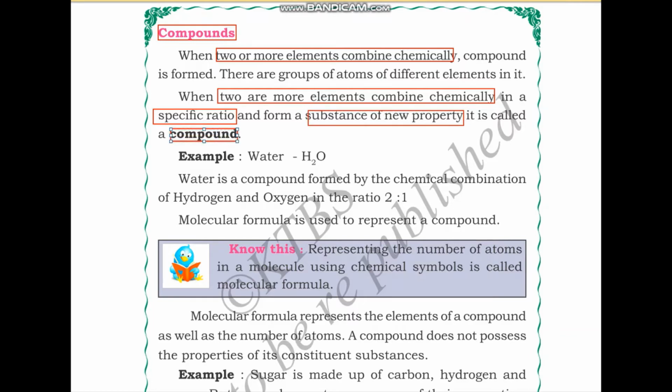For example, water. As we have learnt, water contains two atoms of hydrogen and one atom of oxygen. So water is a compound formed by the chemical combination of hydrogen and oxygen in the ratio 2:1. That means hydrogen is in the ratio 2 and oxygen is 1. For every 2 hydrogen atoms, you have 1 oxygen atom. A molecular formula is used to represent the compound. So for water, the molecular formula is H2O. This means 2H and 1O.